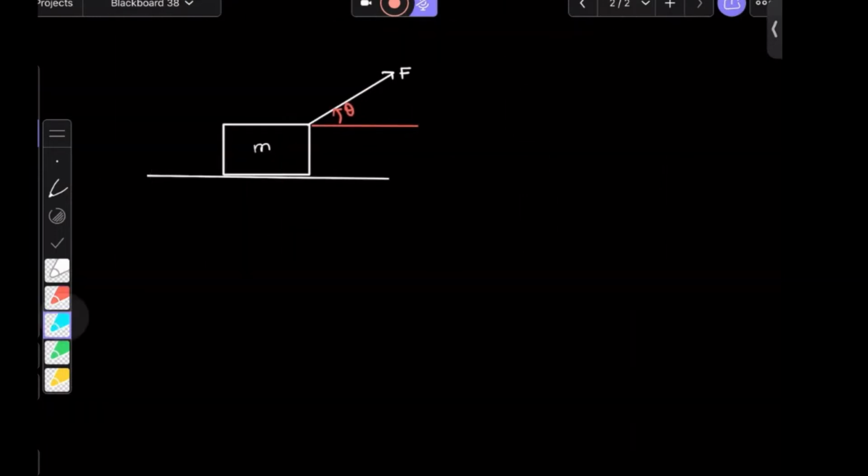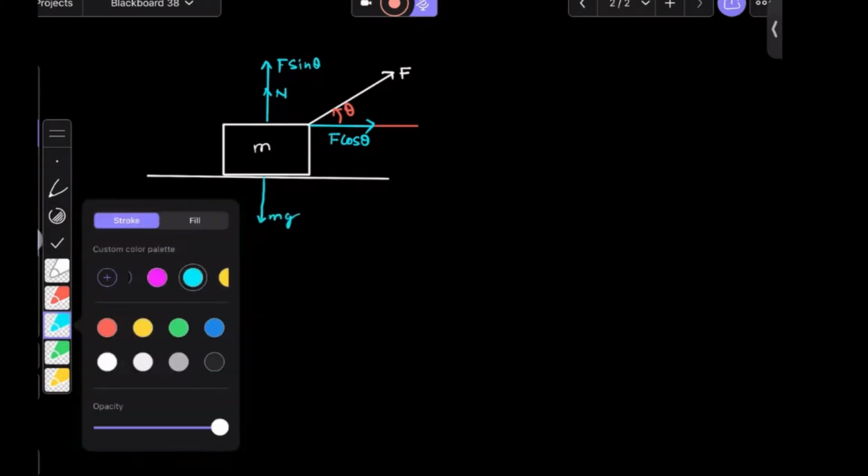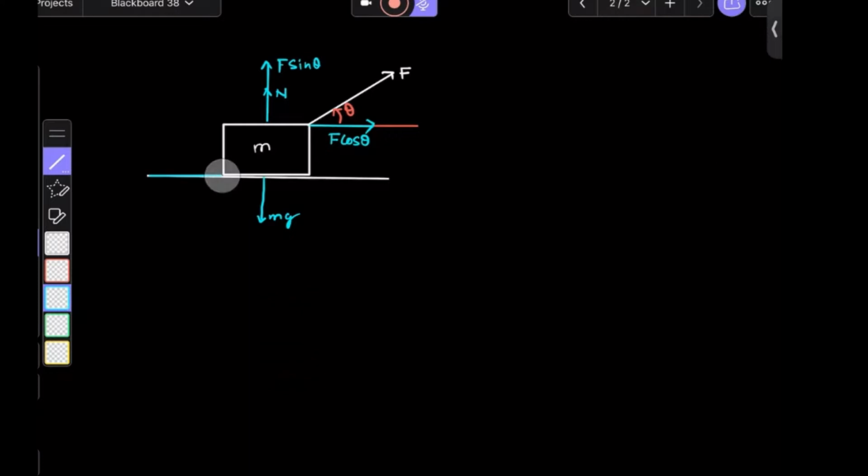Now, what I will do, I'll take the components of this force F. So I'll have F cos theta this way, and then we are going to have F sin theta. Apart from this, we are also going to have the normal contact force, mg acting down, and since friction is going to have a tendency to slip forward, the friction force on the block will come backward.